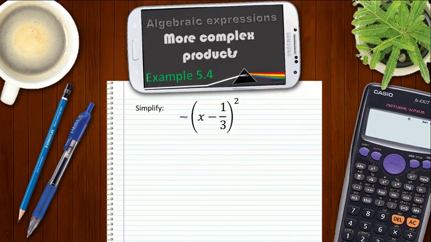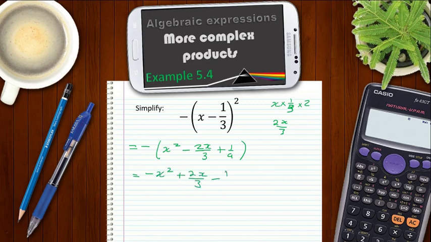Okay, so now squaring first and then multiplying the negative. So this is going to be square the first term. That gives me x squared. If I multiply these two terms with each other, and then multiply with 2, oops, this is a 3, I get 2x over 3. So then it's negative 2x over 3, and then square the last one would be plus 1 over 9. And then I multiply my negative in, so this is minus x squared plus 2x over 3 minus 1 over 9.